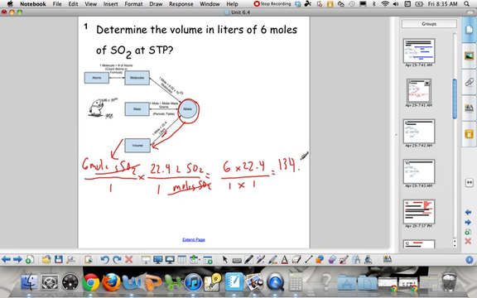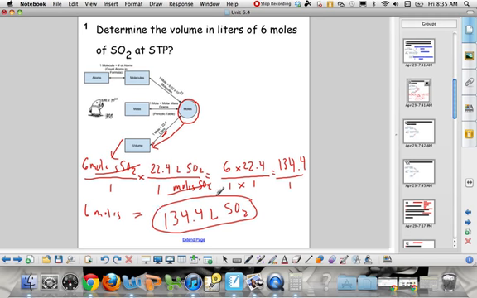134.4, sorry about the delay, over 1. Now 134.4 divided by 1, that's going to give me my answer, and that is 134.4 liters of this SO2 gas. That's what I have for my volume. So I'm saying that 6 moles of this gas is actually equal to this many liters of this gas. Let's do 2 more.